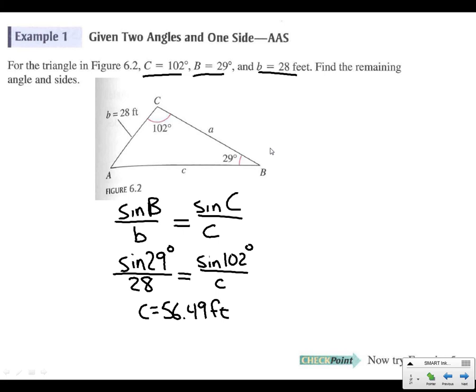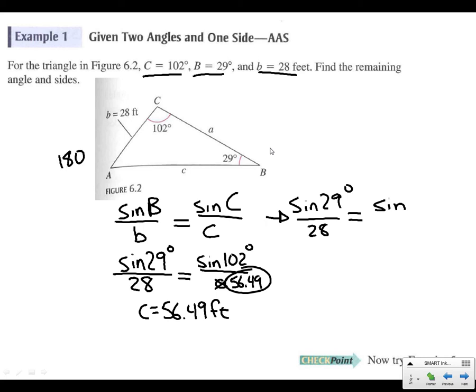Now the next one over here, we can do this again. Sine of 29 over 28. Now we could at this point do sine of 102 over 56.49, but since we rounded to get that 56.49, it's better to stick with the original, the exact values. So sine of, and we don't know A yet, but we can figure out A pretty easily because there's 180 degrees in a triangle. Take away angle C, that's 78. Take away angle B, 69 minus 20 is 49. So we're left with 49 degrees. So we know that big A is 49 degrees. That's the easiest thing to find. Sine of 49 degrees all over side length A.